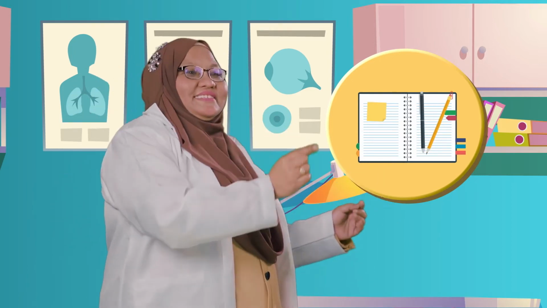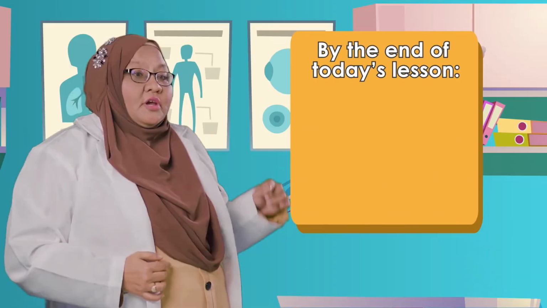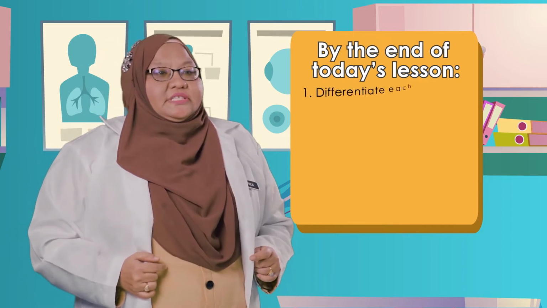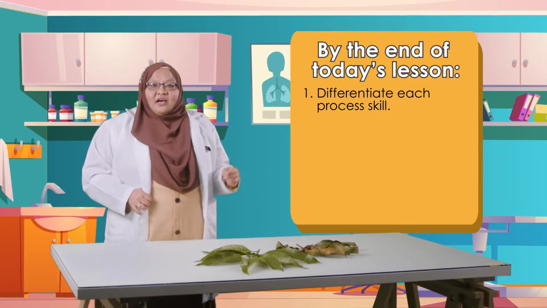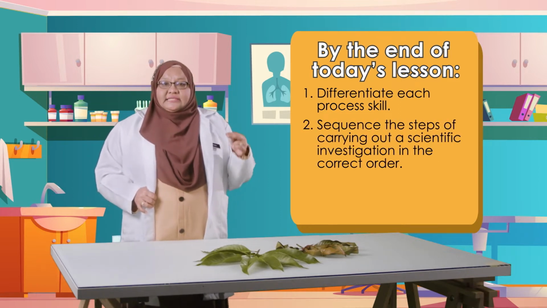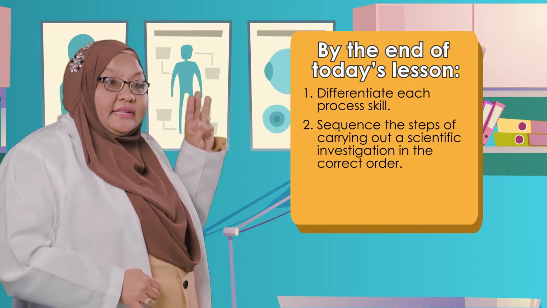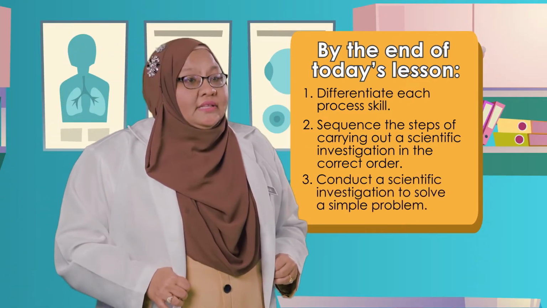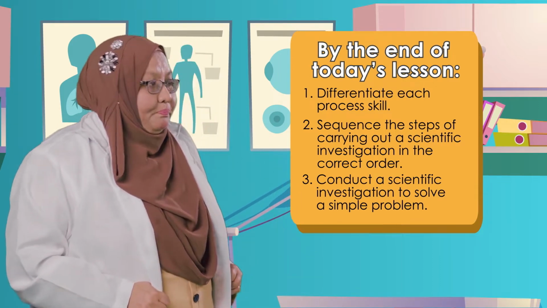Let's get started. By the end of today's lesson, we should be able to first, differentiate each process skill. Second, make a sequence on the steps of carrying out a scientific investigation in the correct order. And third, conduct a scientific investigation to solve a simple problem.